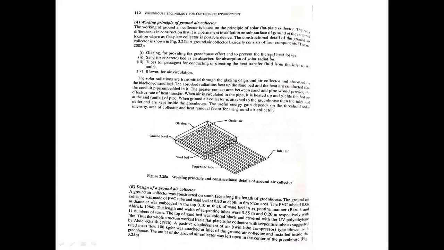When the ground air collector is attached to the greenhouse, then the inlet and outlet ends are kept inside.